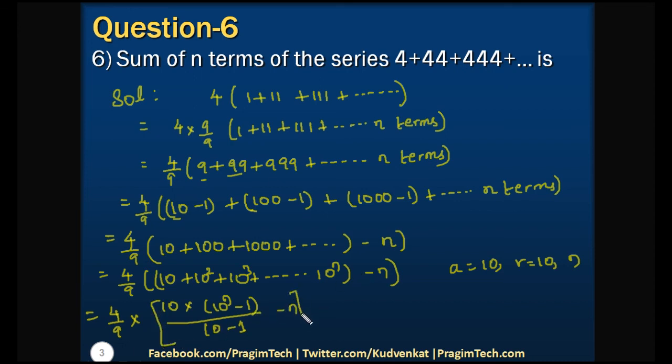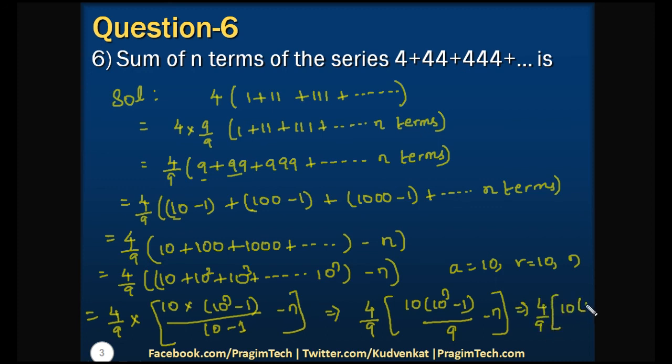Here we have n. This term represents the sum of n terms of the geometric progression. So this will be equal to 4 by 9 into 10 into 10 to the power of n minus 1 divided by 10 minus 1, which is 9, minus n. Or we can write it as 4 by 9 into 10 to the power of n minus 1 minus 9n divided by 9. This is the sum of n terms of the given series.